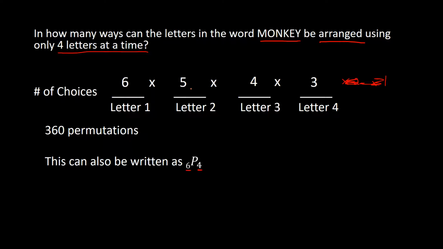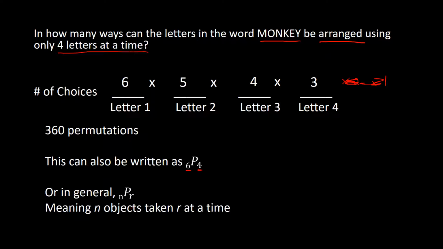And that is the same way of saying what I just have written up above. Now, this is helpful because there are times when you have a lot of different options and you don't want to have to write out, 10 times 9 times 8 times. It's going to be much quicker if you can just write it like this with 6P4. So in general, we can say nPr, meaning we have n objects taken r at a time. In this case, we had 6 objects taking 4 at a time.